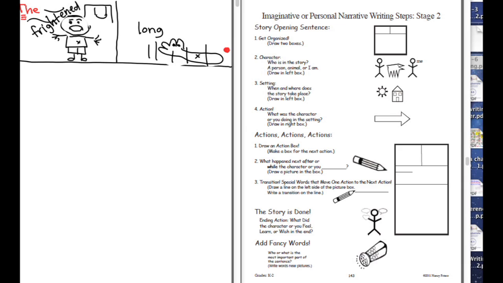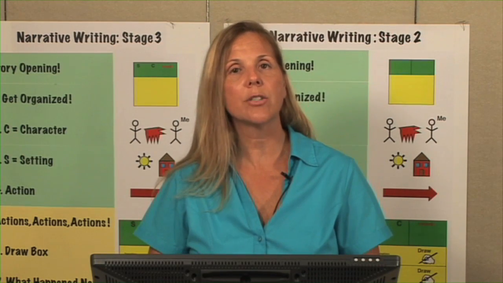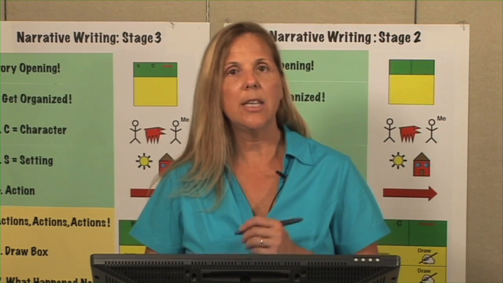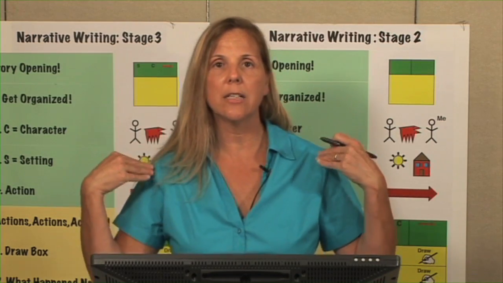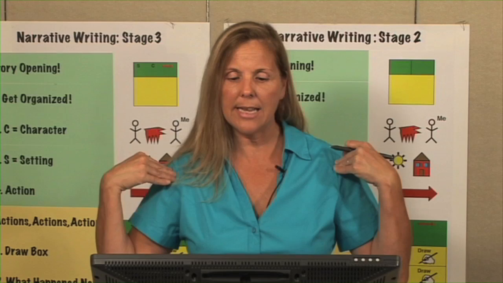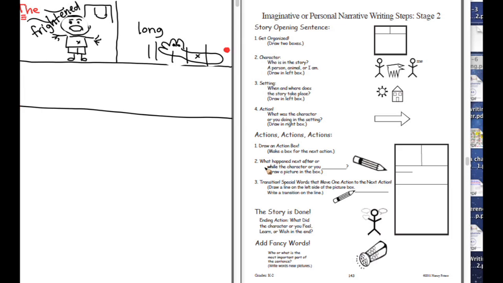And notice we have our action steps here. Step 1, actions box. We need to draw an action box. So we're just going to draw a line across like that. Step 2, we're going to say our sequencing step. This is critical for students to understand this. You're going to put your hands on your shoulder and you're going to go like this. What happened next? Look at this prompt. What happened next? Now you're going to see the word after or while.